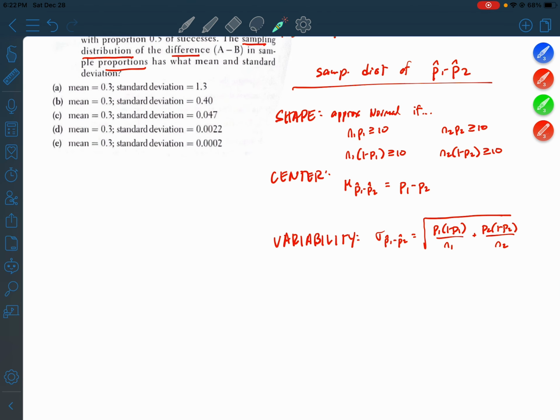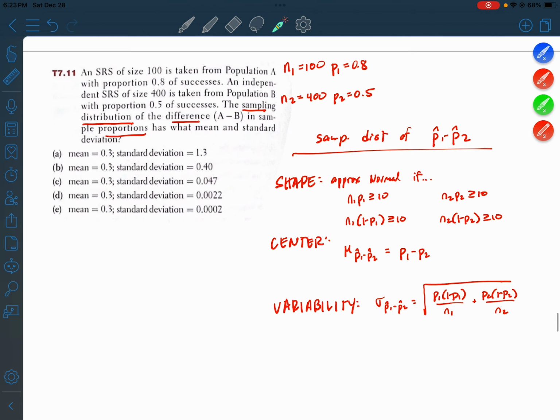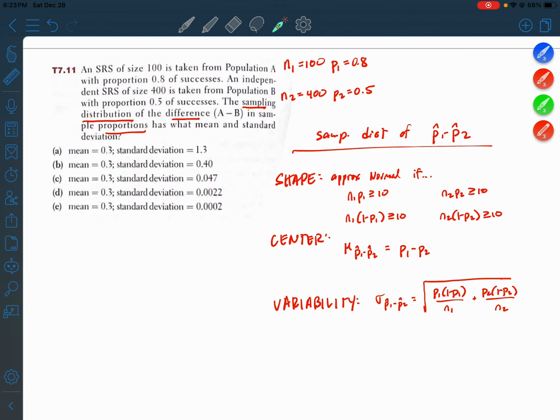Now, you are provided with those last two formulas. You're going to have to remember the shape part on your own. But in this case, it doesn't matter. The question isn't asking anything about the shape. It just wants to know the mean and the standard deviation. In fact, all 5 answer choices have the same mean value, 0.3, which we can check ourselves, because we know P1 is 0.8 and P2 is 0.5. So if we just do the math, 0.8 minus 0.5, we get 0.3. So all of those check out.